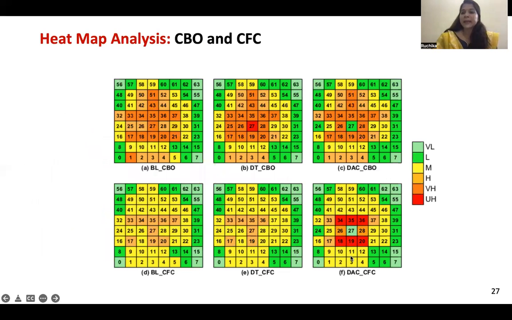We have also come up with a heat map analysis to show the cumulative buffer count and cumulative flit count. We can see that the cumulative buffer count in the case of DT shows ultra high occupancy, while in DAC, because of the isolation of the HT node, it shows very small, very light buffer occupancy. A similar trend is also visible in the case of CFC, or cumulative flit count.